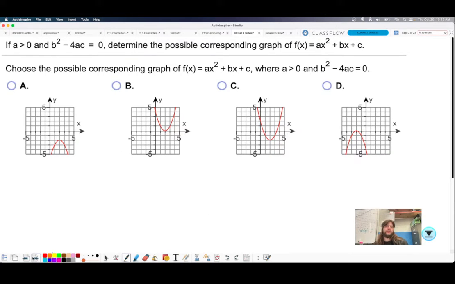Number 2. It says determine the possible graph that this information represents. So A is greater than 0. What does that mean?